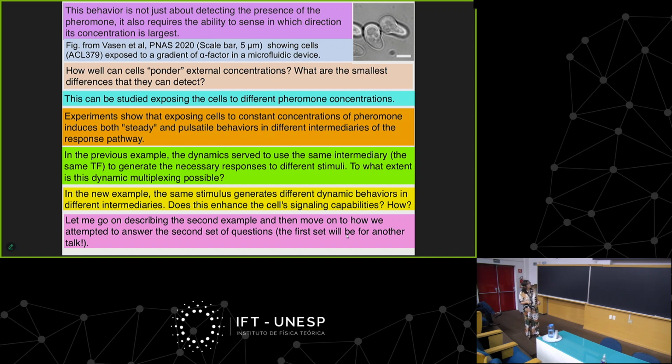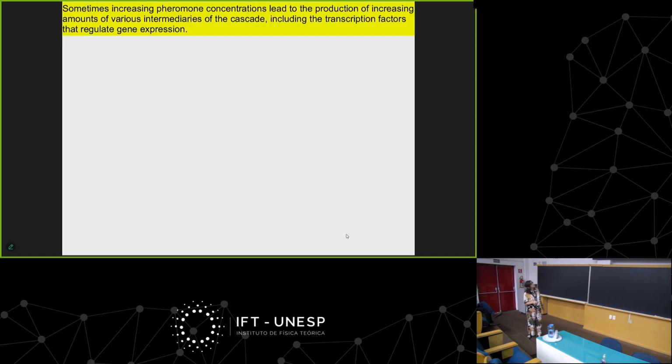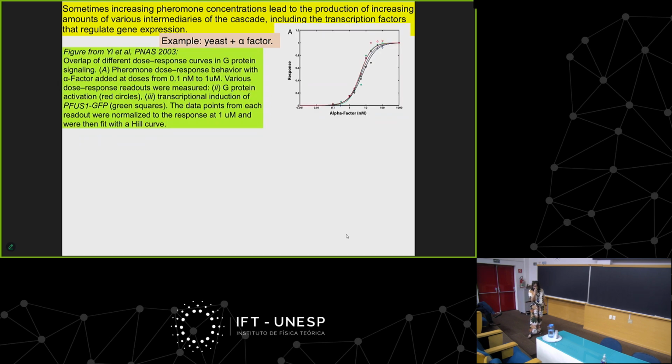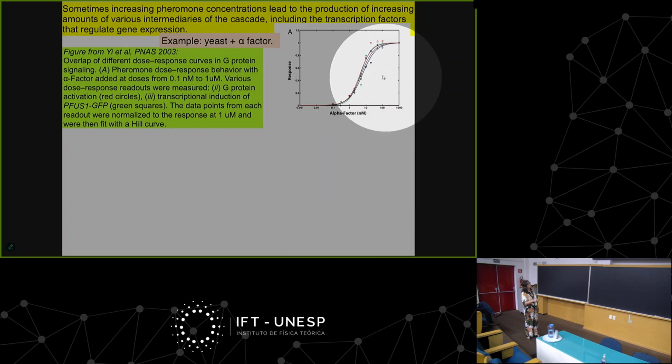And so let me go into a little bit more detail of this example. So these are some experiments in which they observe some participants in this signaling cascade, and one of them, as a function of the concentration of the pheromone, which is called alpha factor, this is the response level, and one of them is measuring the transcription induction.